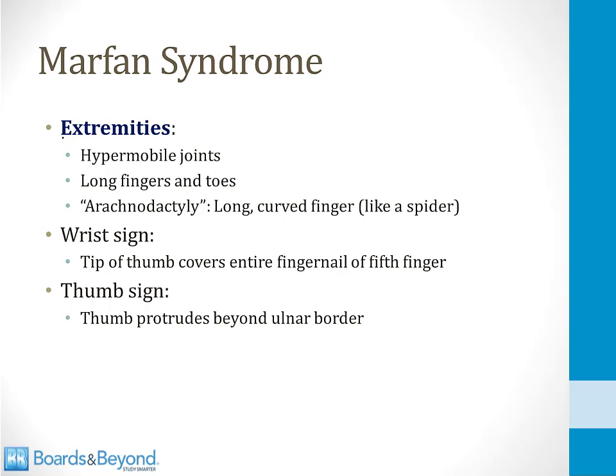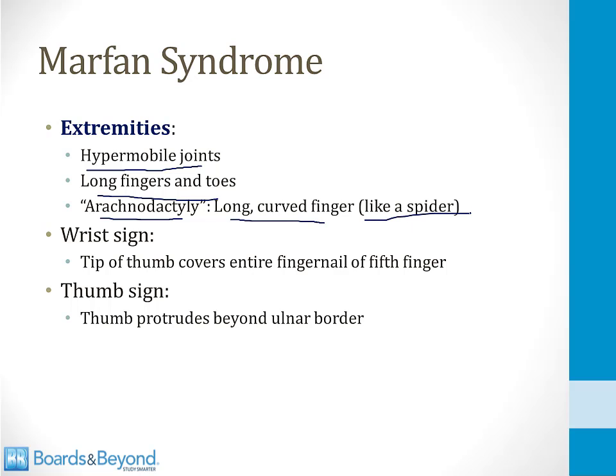In the extremities, patients with Marfan syndrome have a number of classic findings. They have hypermobile joints that share some similarities with Ehlers Danlos. They tend to have long fingers and toes, and they are often said to have arachnodactyly. This means long, curved fingers. It gets the name arachno because it looks like a spider's legs.